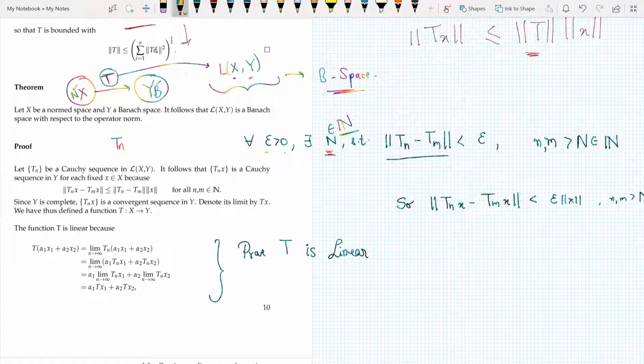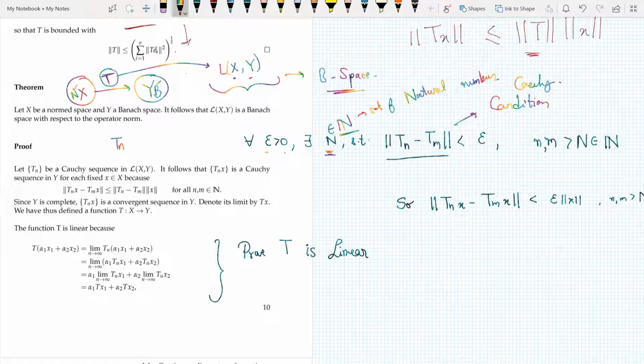So if I draw these two lines, it means the set of natural numbers. And now I write that for every epsilon greater than 0, there exists a number N such that the norm of Tn minus Tm is less than epsilon. This was the Cauchy condition. This is how I define a Cauchy sequence.